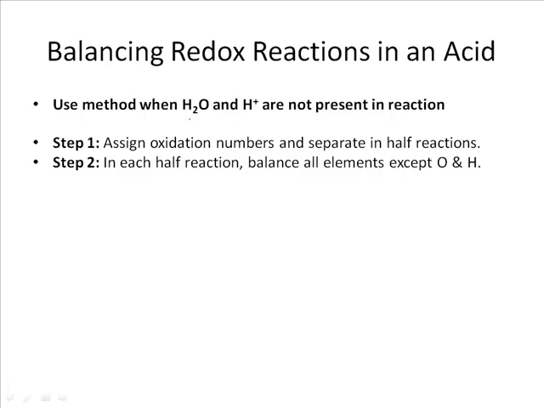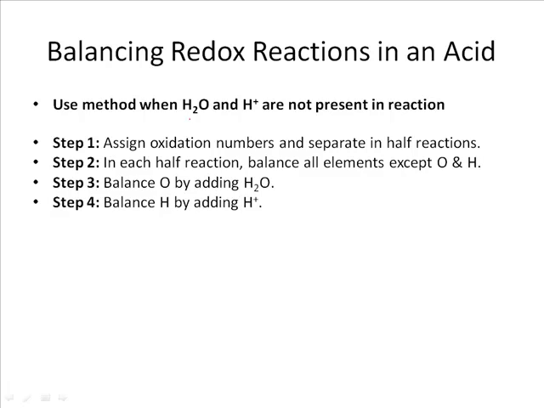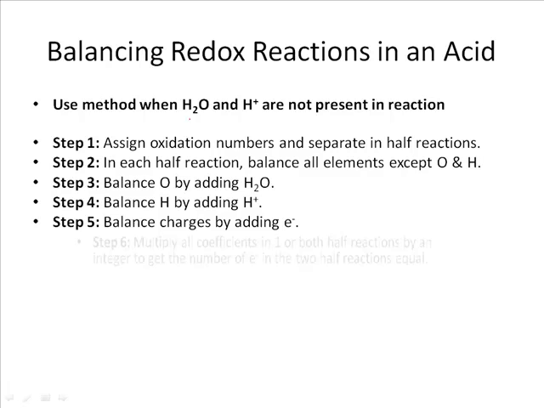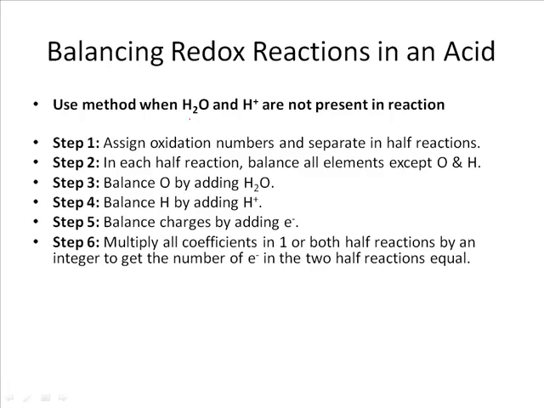In each half reaction, however, you balance all elements except for the oxygens and hydrogens. Step 3, you balance the O's by adding the equivalent number of waters. Step 4, you balance the number of H's by adding H plus ions on both sides of the equation if necessary. You balance for charge by adding electrons. You multiply all coefficients in one or both half reactions by an integer to get the number of electrons in the two half reactions equal, just like you did in the previous method.